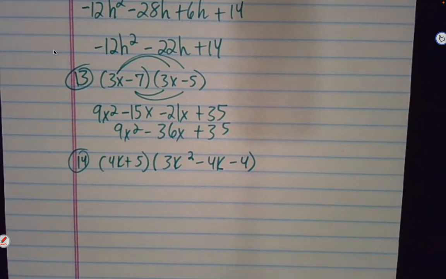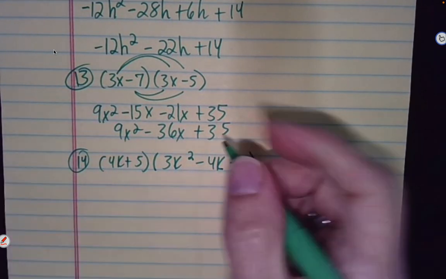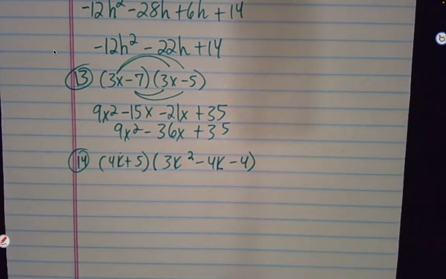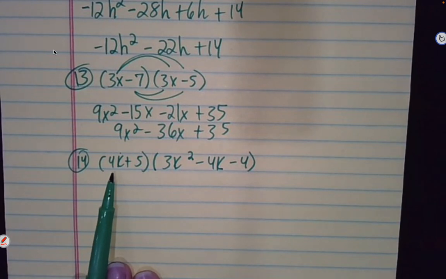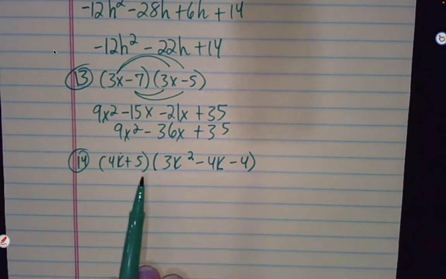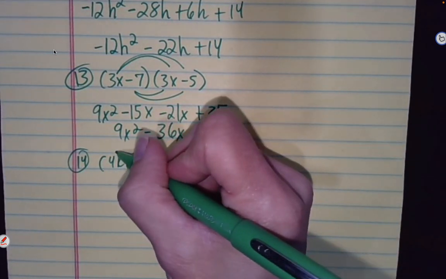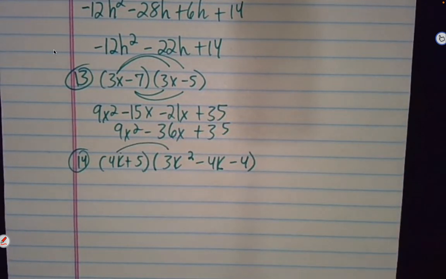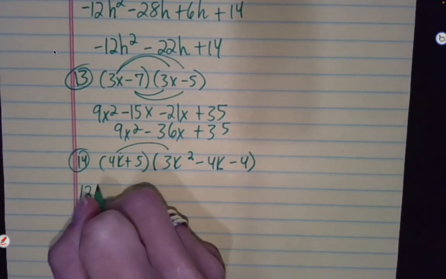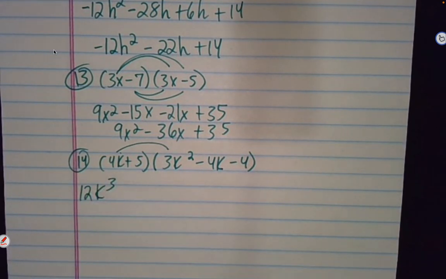So, all right, let's go over this one. So 4K, I'm going to distribute it, right? We can't really use the FOIL method because our problem is too big. First, outer, inner, last. But we're just going to distribute this 4K to everything over here, and then the 5 to everything over here. Combine like terms, and we're done. Okay? So what is 4K times 3K squared? 12K to the third. Just take it step by step.